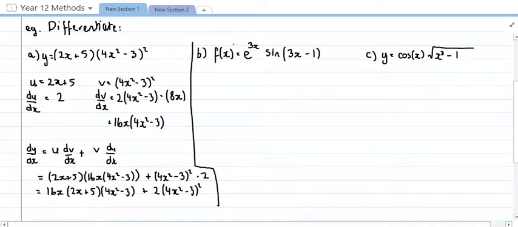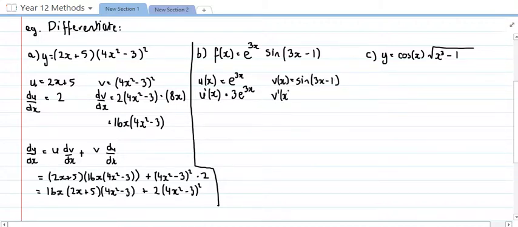Let's see how we go on doing these other ones, hopefully get done in this video. So the second question here is using the f of x notation, which means that I'm going to be consistent with that as I go through the problem. So first things first, I'm going to write u of x equals e to the 3x, which means u dash x will just be 3e to the 3x, remembering that we just take the derivative of the power out the front. And I can say that v of x is equal to sine of 3x minus 1. So that means that v dash x is going to be 3 cos of 3x minus 1.